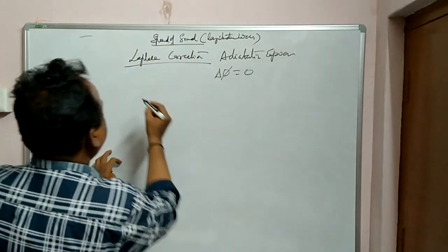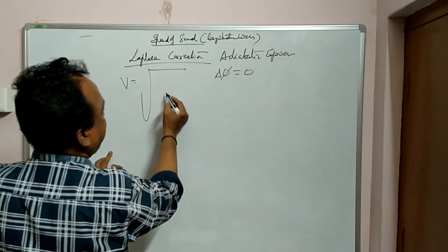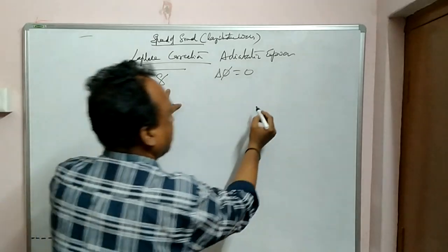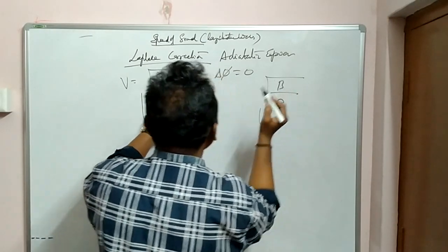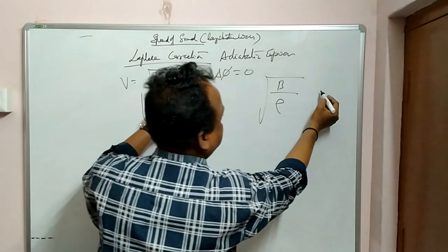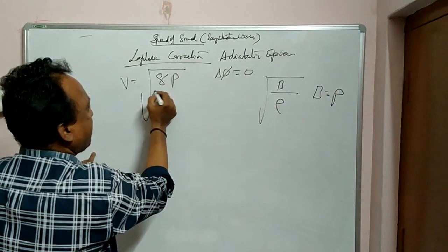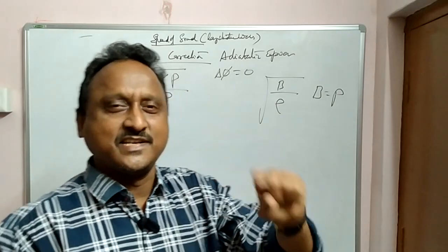So Laplace, what did he do? For velocity, he took root over... another term. Earlier we had root over B by d, bulk modulus by density. This bulk modulus is taken as P, so gamma P by rho. Laplace gave a small correction.